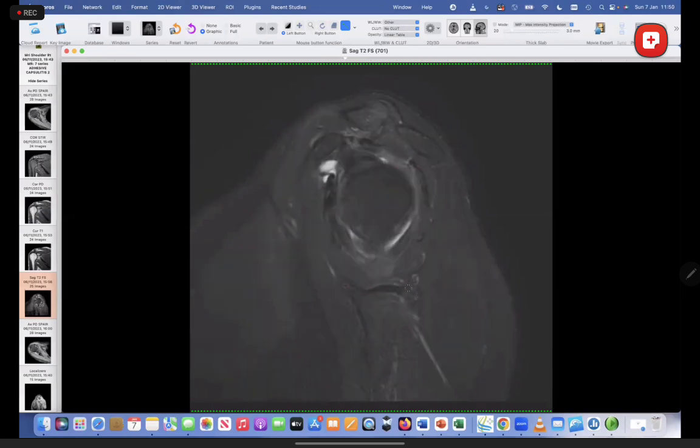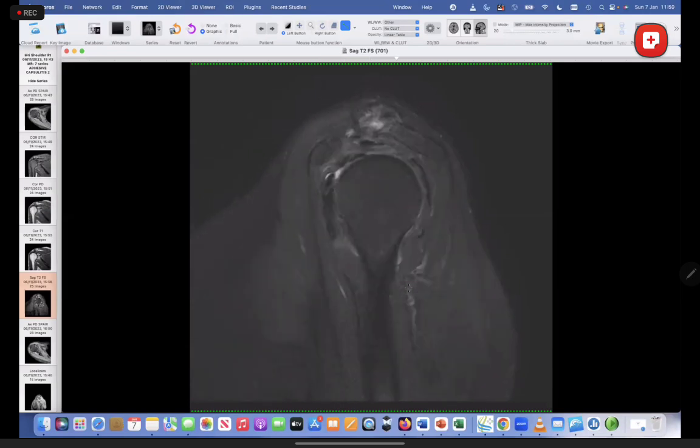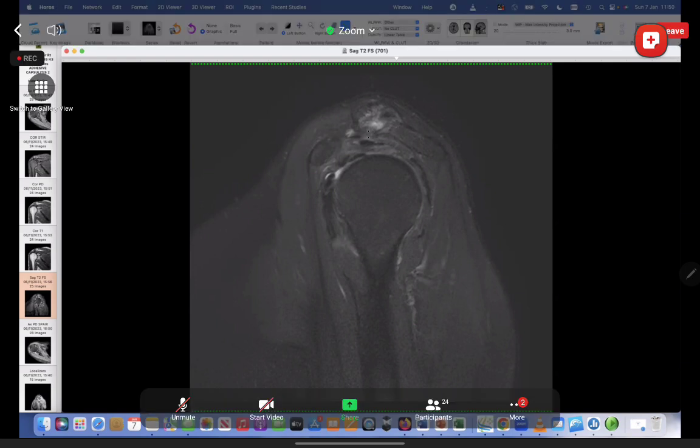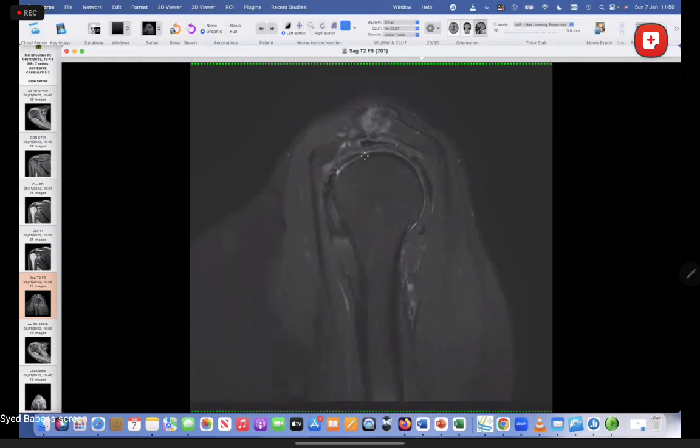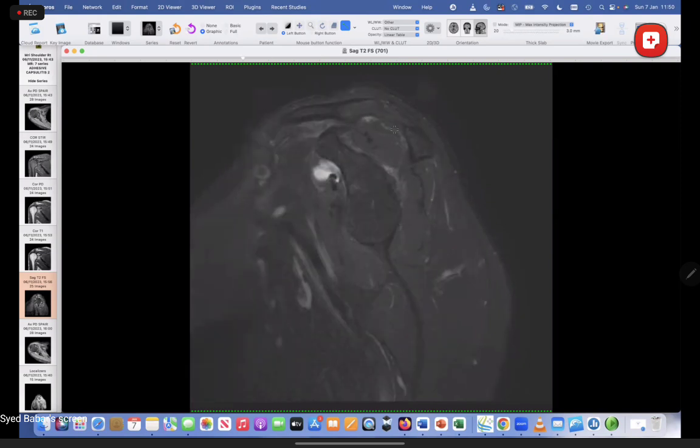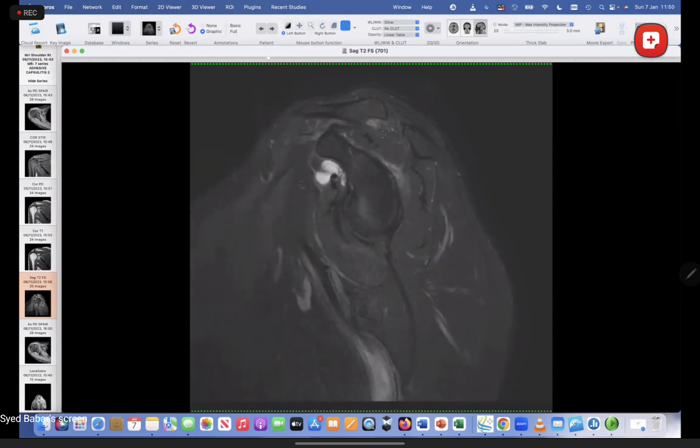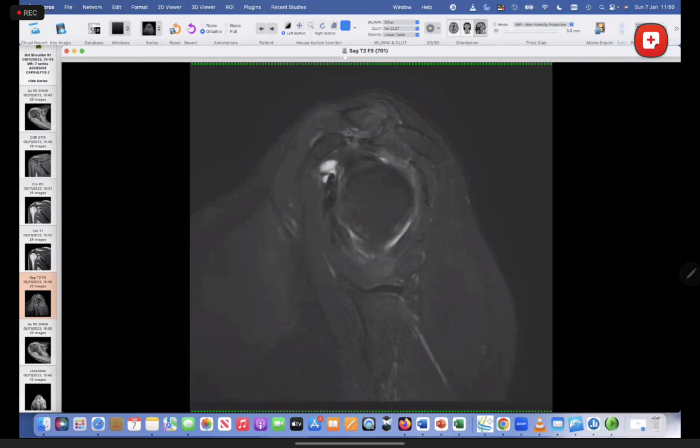Okay, so on the sagittal, what we've done is we've looked at the AC joint, we've looked at the acromial morphology, we've looked at the coracoacromial ligament, then we looked at the muscles and the tendons. So I looked at all these muscles and I looked at the tendons. So I've so far looked at the supraspinatus, the infraspinatus, and the subscapularis.